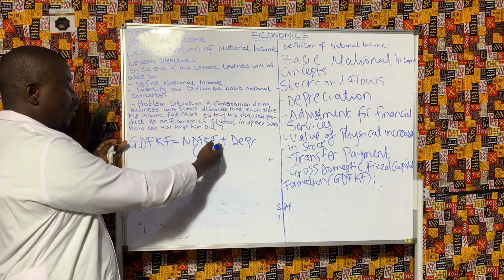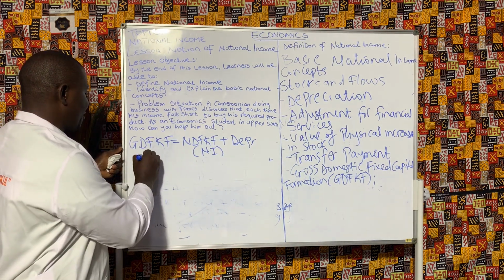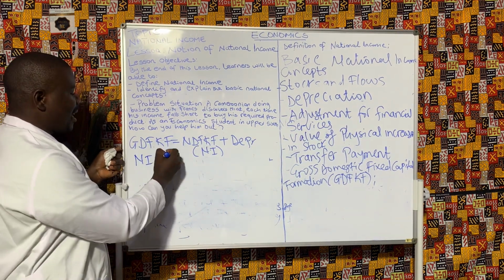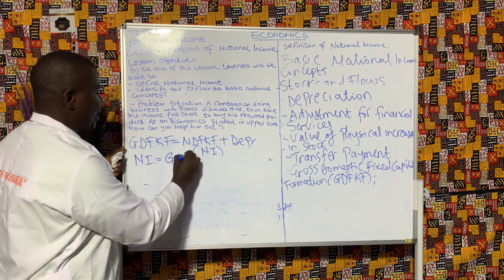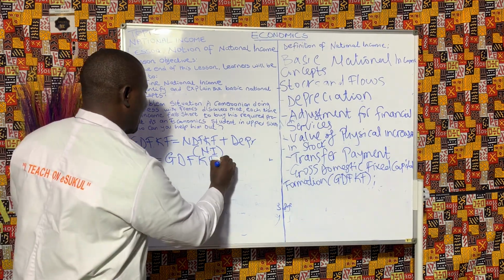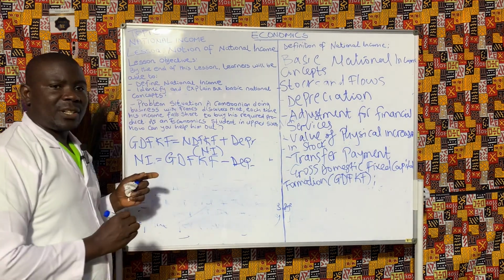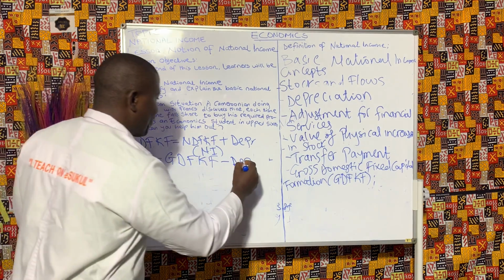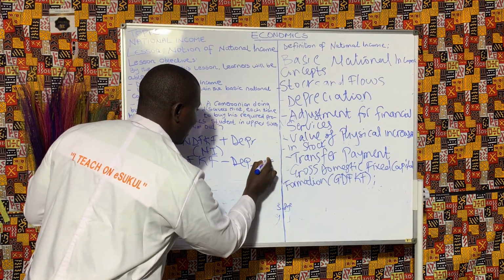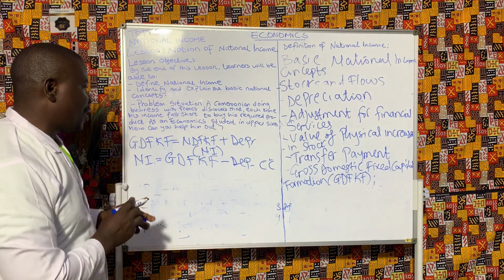We can look for the other variables. For instance, net investment will be giving us gross domestic fixed capital formation minus depreciation. Another word for depreciation is capital consumption. Capital consumption, another term for depreciation.